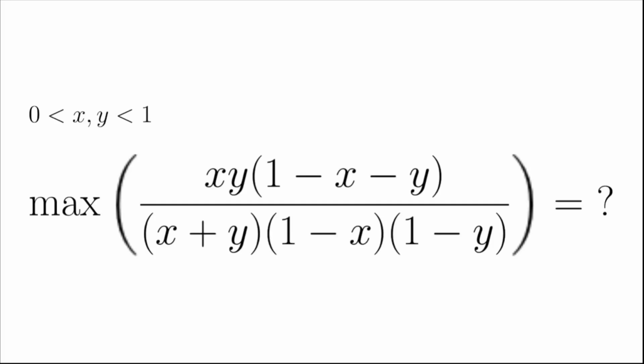In this video, we are going to find the maximum value of the expression xy times 1 minus x minus y, all divided by x plus y times 1 minus x times 1 minus y, where x and y are real numbers between 0 and 1.